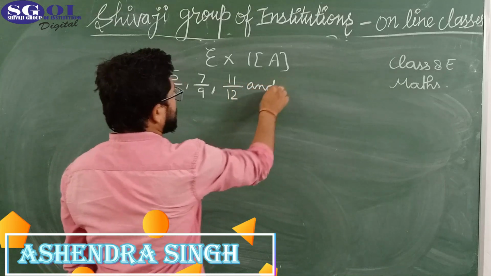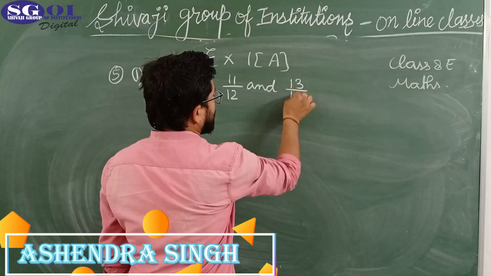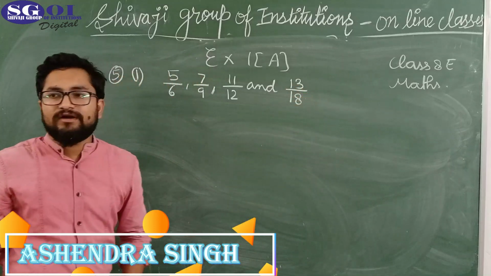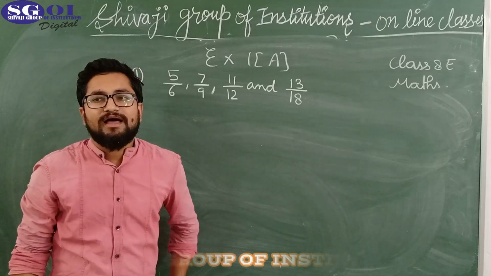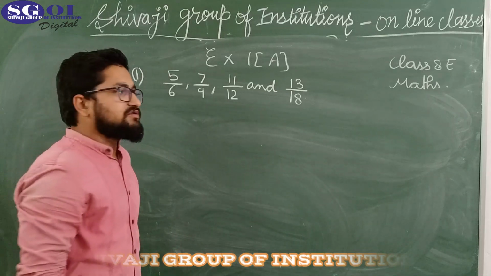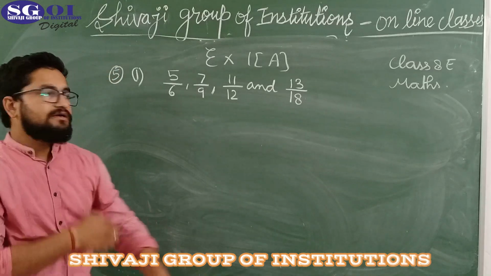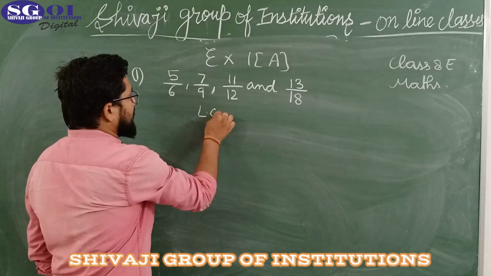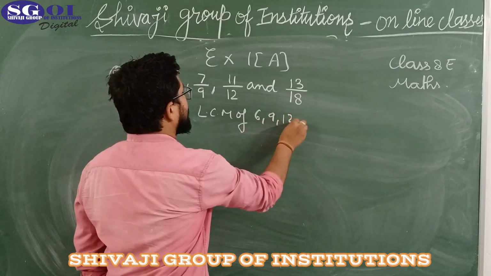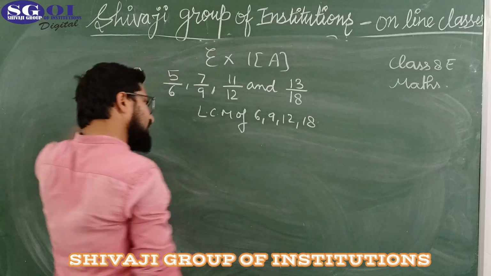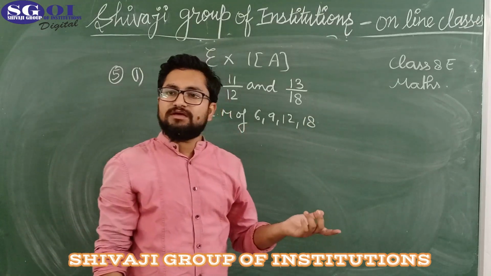and 13 upon 18. These are the four rational numbers and you are supposed to arrange them in ascending order. First of all, we will calculate the LCM of all the denominators: the LCM of 6, 9, 12 and 18 will come out to be 36.